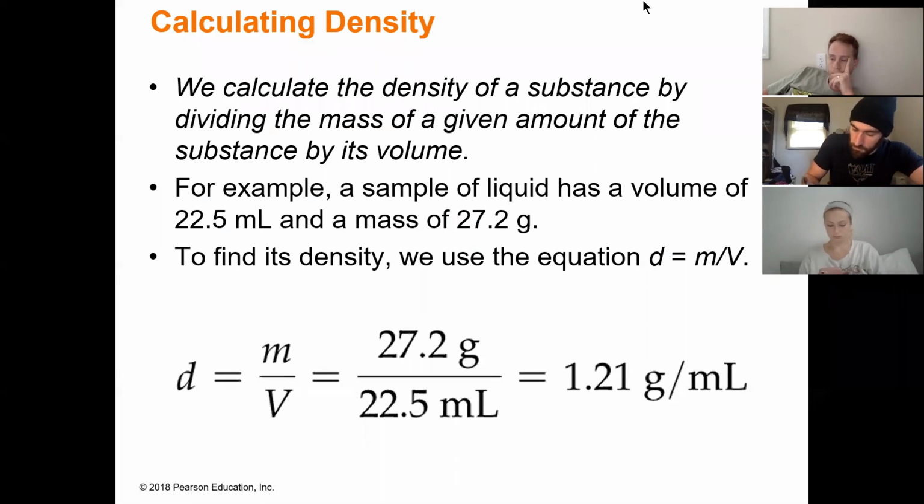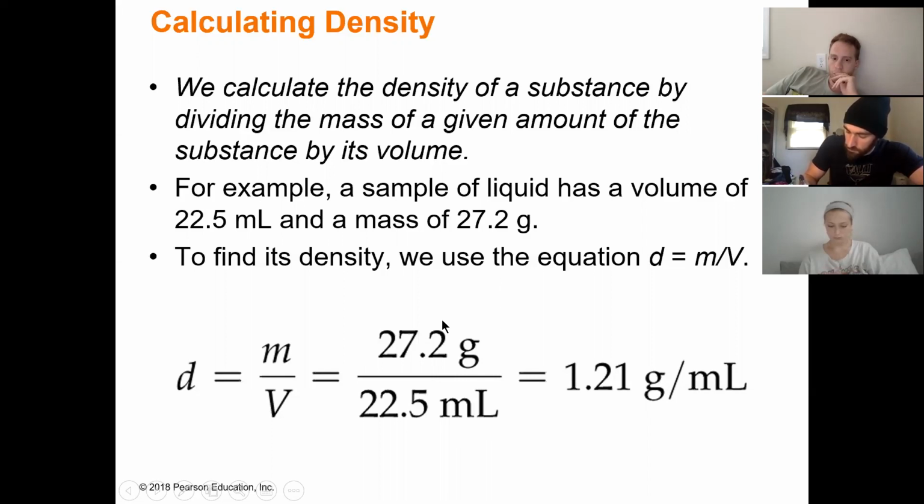So here's a problem. It says, calculating density. We calculate the density of a substance by dividing the mass of a given amount of the substance by its volume. So let's say we have a problem where we have a volume of 22.5 milliliters and a mass of 27.2 grams. And I say, what's the density? Well, in order to get the density, you need to use both of those values. We'll put the mass on the top. So starting to get comfortable with gram is talking about mass, milliliter is talking about volume. It doesn't specifically say it wants it in any units, so we can just keep the units as is.